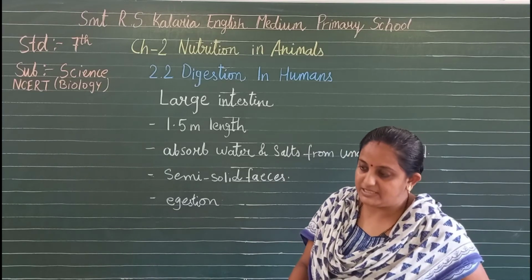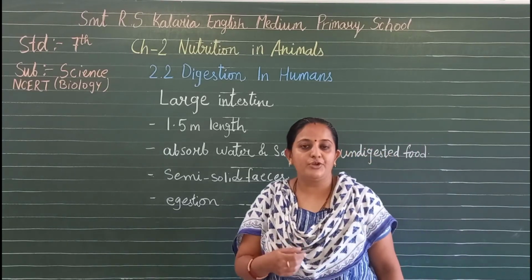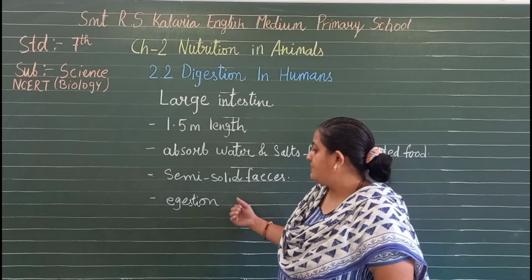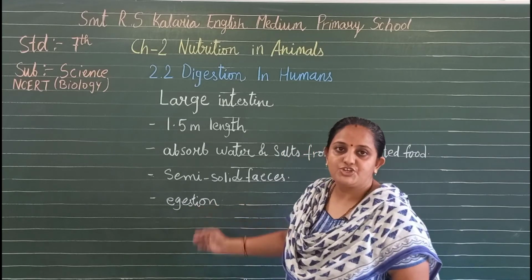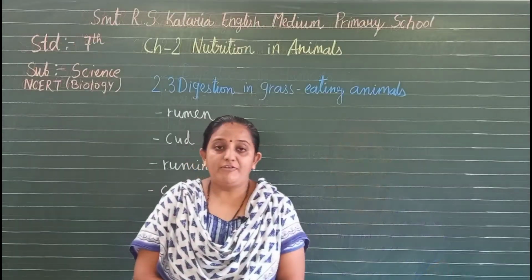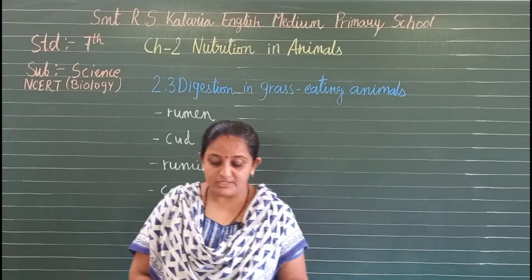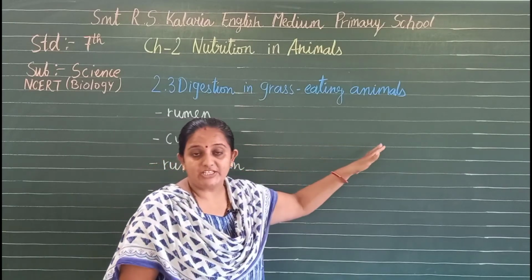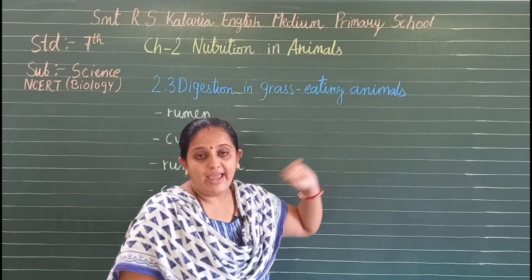So we can say basically ingestion is taking food in through the mouth, and egestion is removing waste material from the body. Now after understanding digestion in humans, let's understand digestion in grass eating animals, how digestion takes place in grass eating animals.